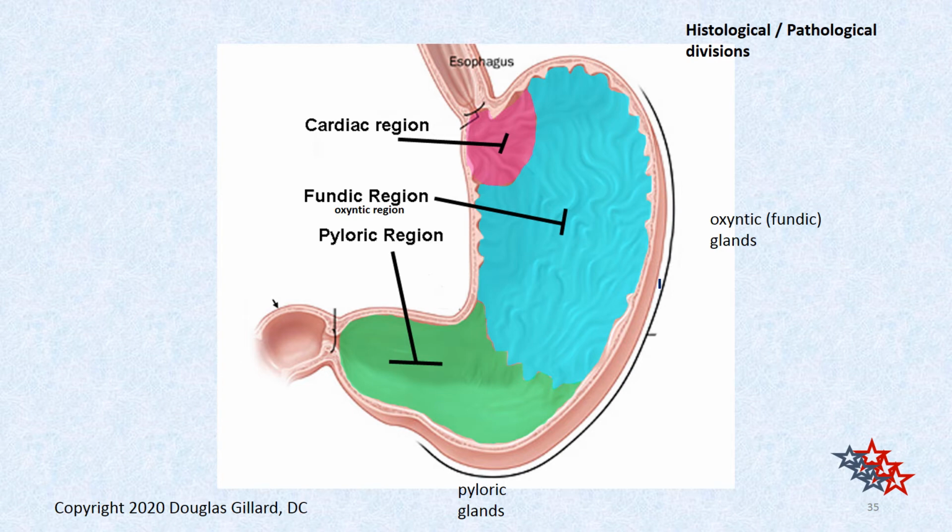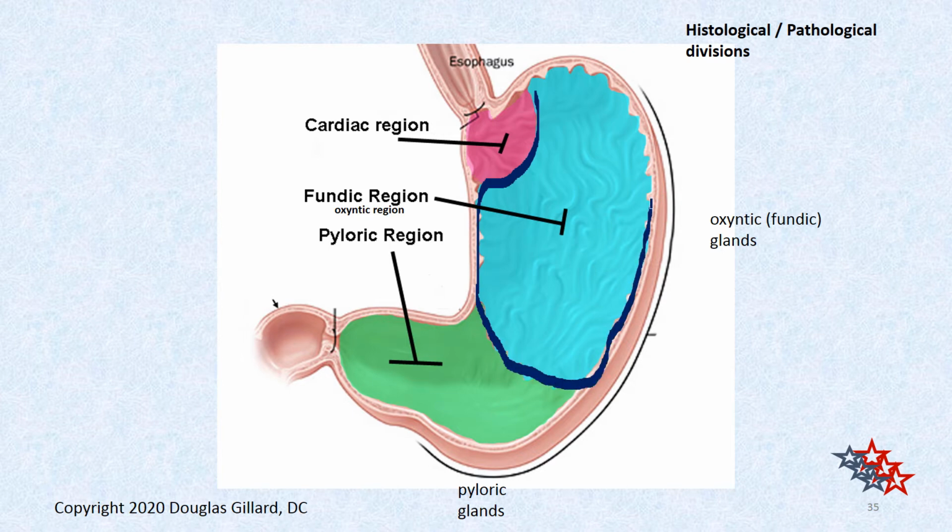Now, if you're an anatomist and a pathologist, and it says GI pathology, these are the regions as far as I'm concerned. The cardiac region is boring, it just secretes mucus. We don't care about this region. This is where the difference is. The fundic region actually contains the body of the stomach as well. Why in the world would they do that?